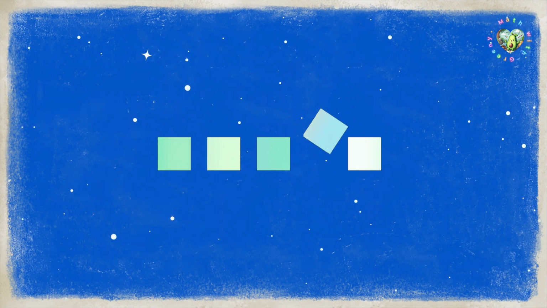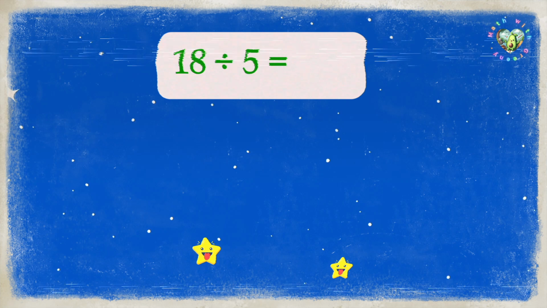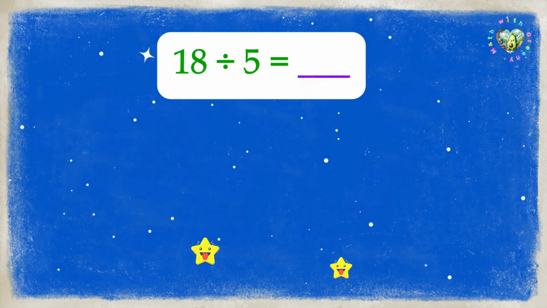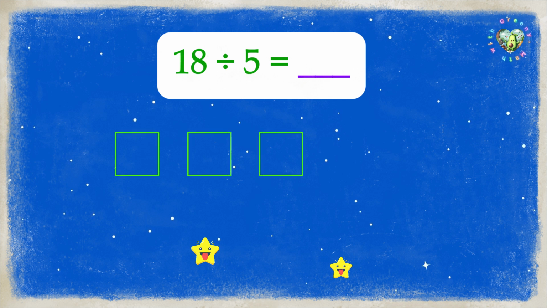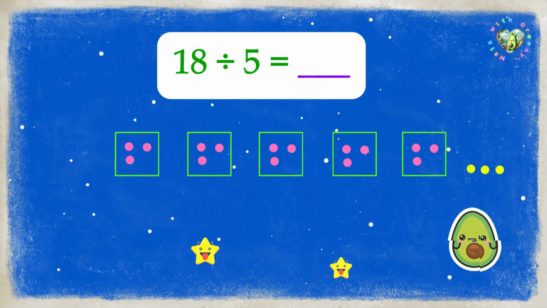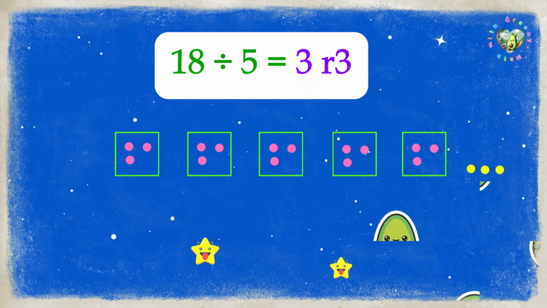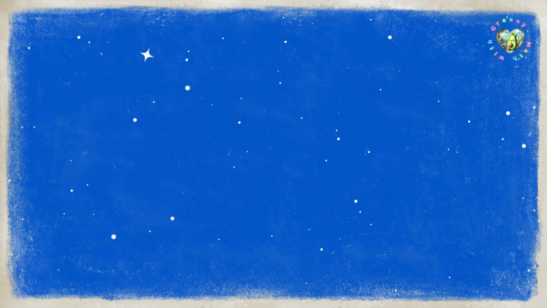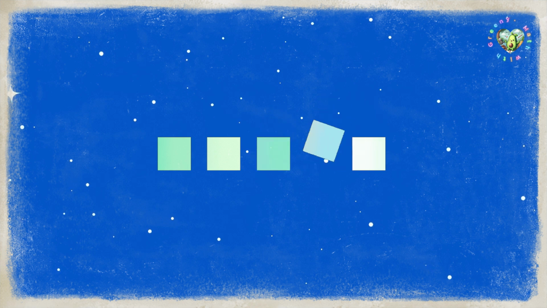Fantastic! Next up. 18 divided by 5. 18 divided by 5 equals 3 remainder 3. Nice job! Next one.